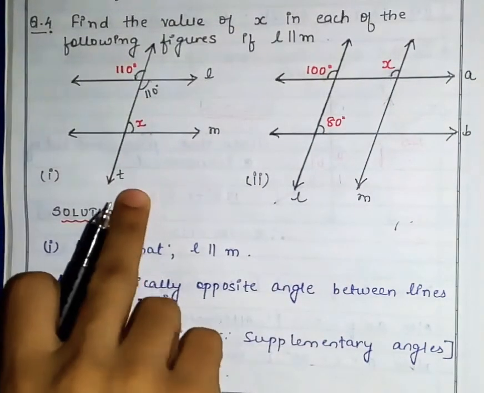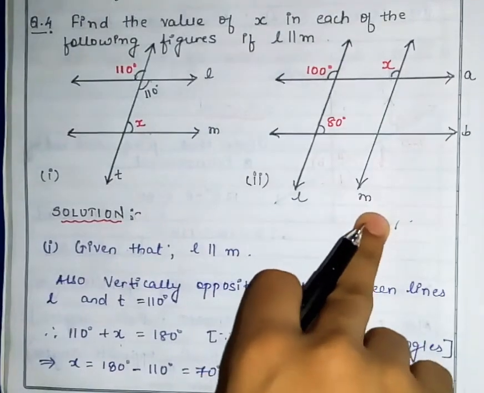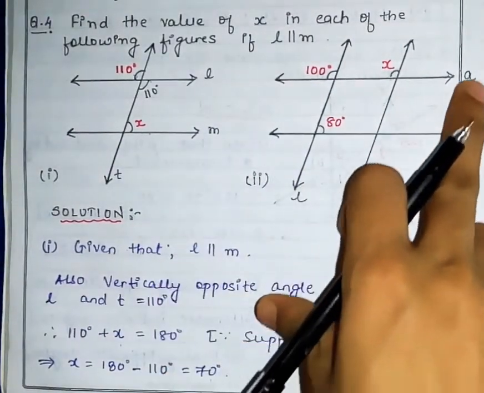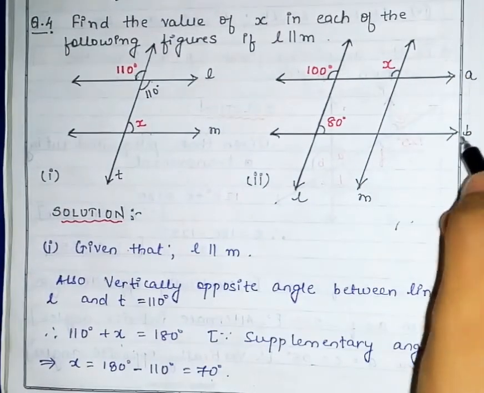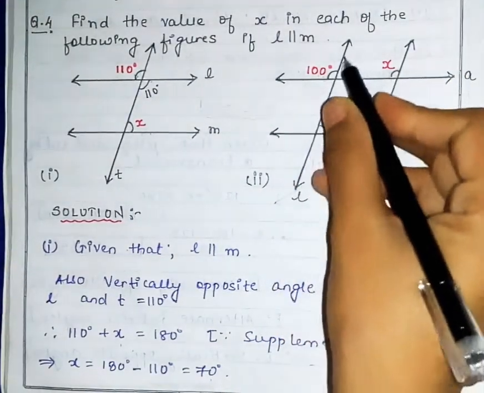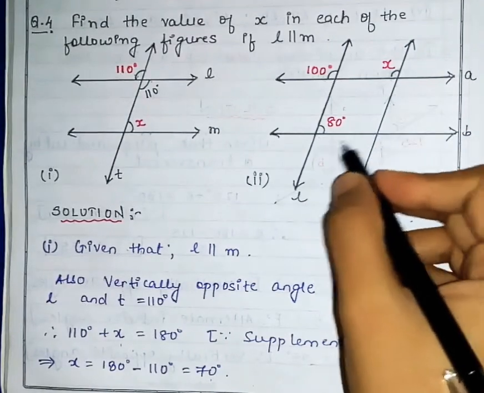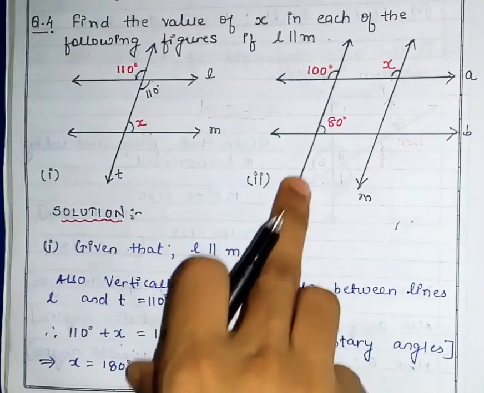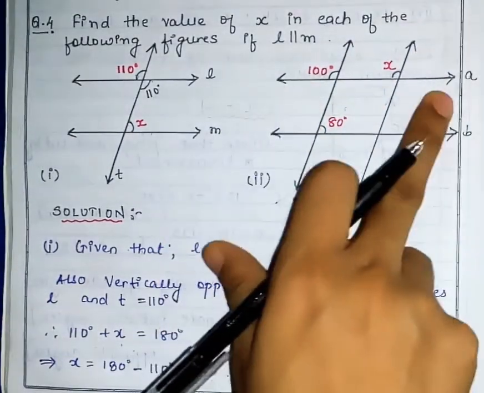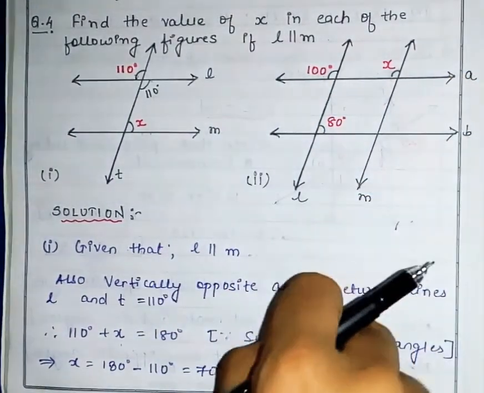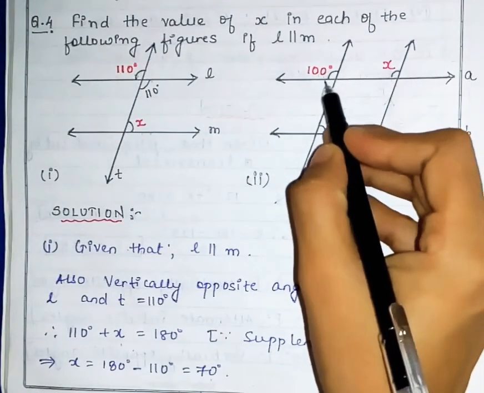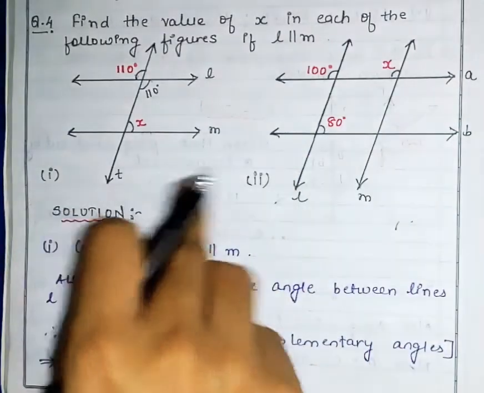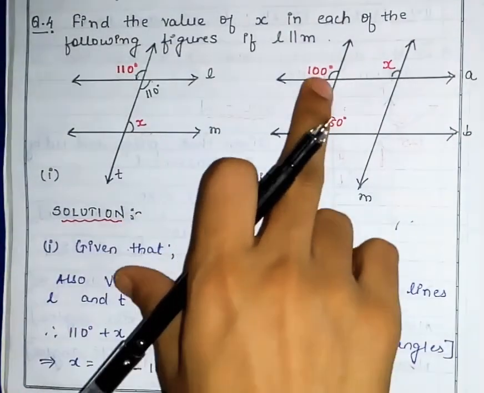So this was the first one. Now we will see the second part. This is our second figure. Here A and B are parallel lines, and line L and line M are both transversals. So there are two transversals given to us, and these two lines are also parallel. Now this angle is given to us as 100 and this angle is x. This angle is 80, and this one is given as 100.